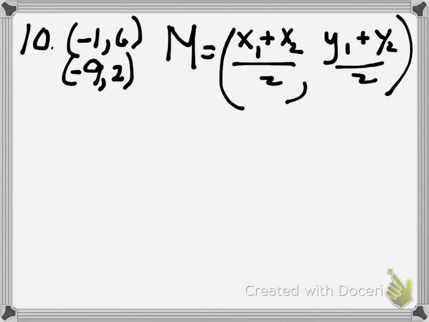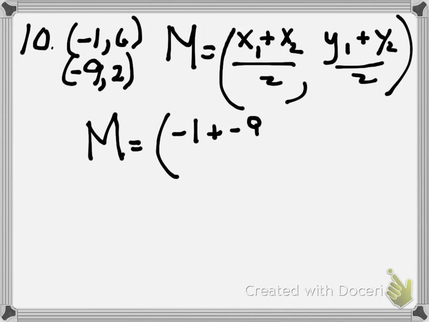Number 10, find the midpoint of the segment joining the points (-1, 6) and (-9, 2). The midpoint formula is the sum of the x's divided by 2, the sum of the y's divided by 2. So for the midpoint here, we're going to add -1 plus -9 over 2 and 6 plus 2 over 2.